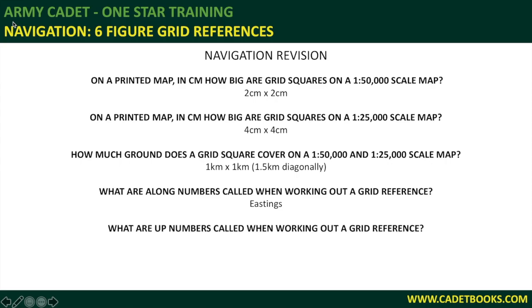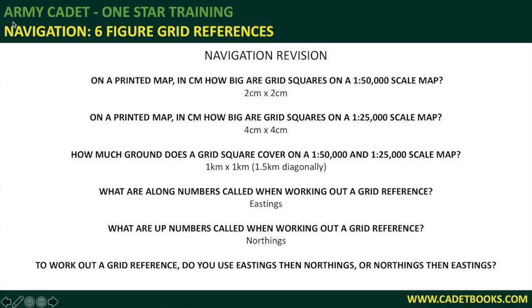Eastings. What are up numbers called when working out a grid reference? Northings. To work out a grid reference, do you use eastings then northings, or northings then eastings? Eastings then northings. Remember the saying, along the corridor, then up the stairs.